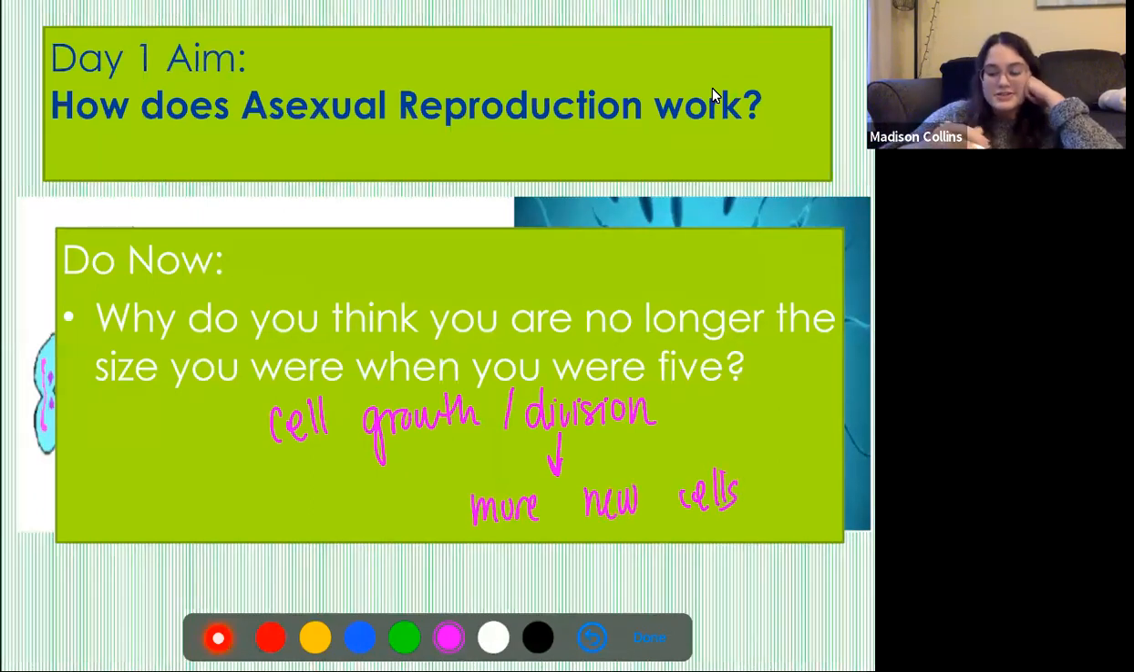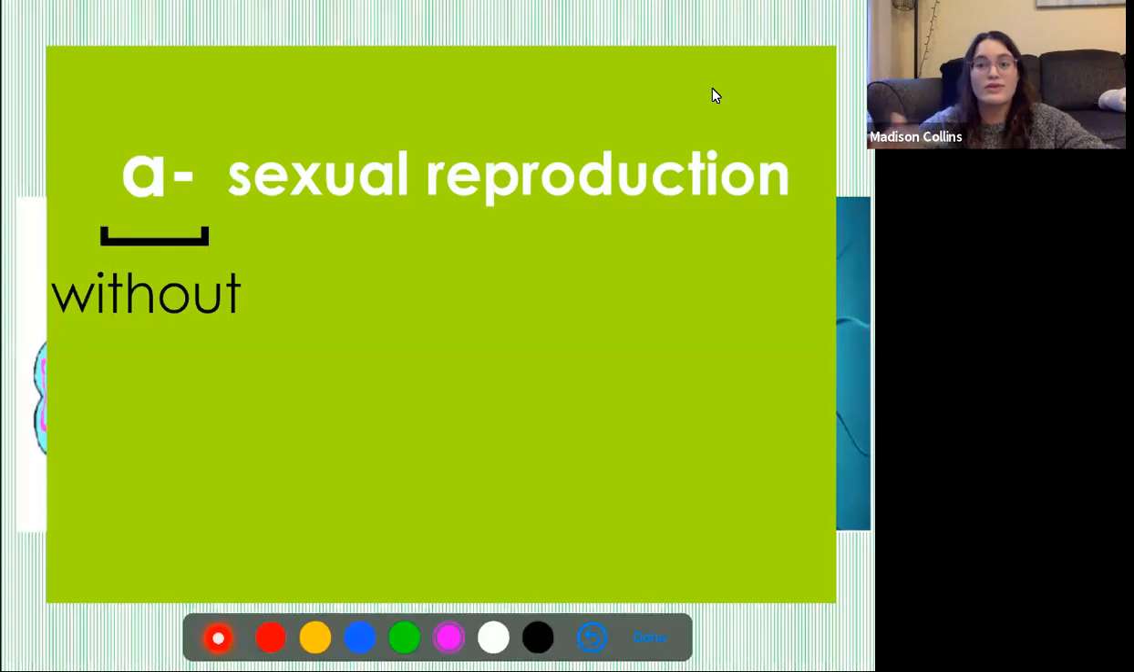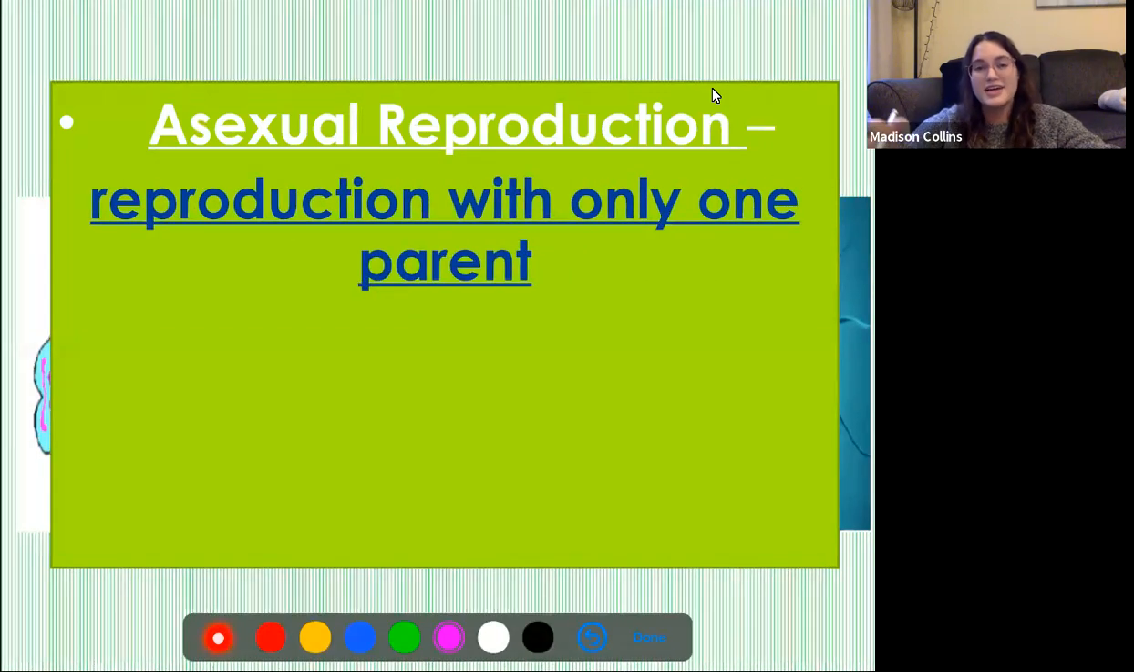Okay, so we will be talking more about cell growth and division in the upcoming days, but today I want us to focus on what exactly is asexual reproduction. Well, we've learned that if we see the letter A or an in front of a word, that means without. So with asexual reproduction, that means that organisms are able to produce offspring without sexual reproduction. Okay, but what exactly does that look like? Well, we need to know that asexual reproduction is reproduction with only one parent.